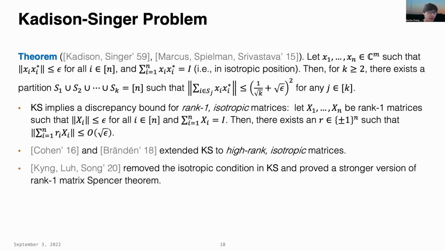Actually, this Kadison-Singer theorem implies a discrepancy bound for rank 1 isotropic matrices. And recently, it has been extended to high rank isotropic matrices. And KLS further removed the isotropic condition of KS for rank 1 matrices and proved a stronger version, the rank 1 matrix Spencer theorem.